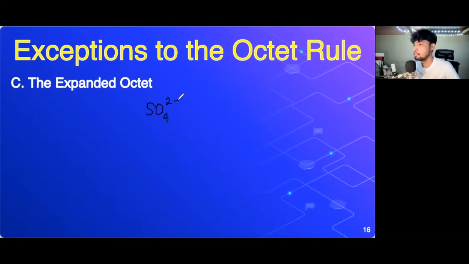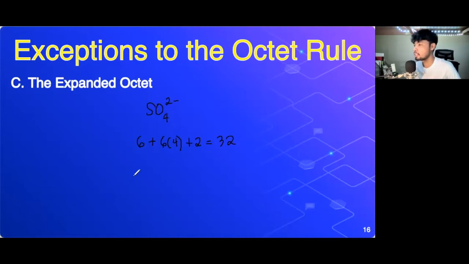Let us now determine the valence electrons for the sulfate ion. Sulfur has 6 valence electrons. Oxygen also has 6 valence electrons. Multiply it by 4. Since we have a negative charge of 2, we are going to add 2 more electrons. So we now have a total of 32 electrons for the sulfate ion.